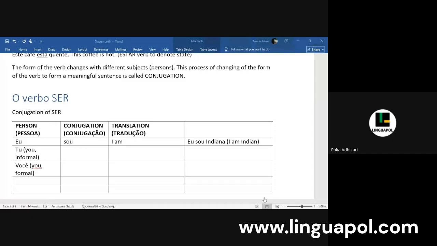Is this clear to everyone? Can you give me a quick thumbs up if it is clear? Ótimo. Great. Okay. Sejal, are you there in the class? Sejal? Okay, she's not here.